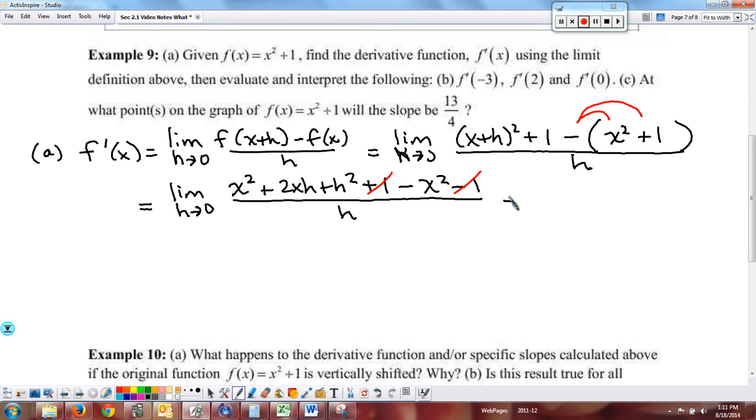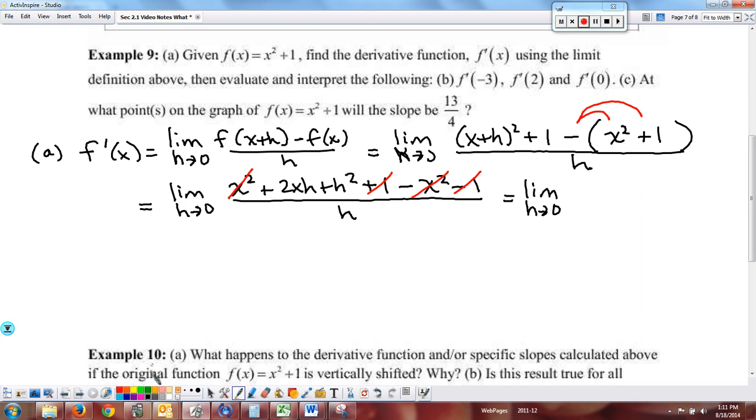What we're left with, notice I'm bringing the limit each time. I haven't done the limiting process yet. All I'm doing is algebra simplification. I have some more cancellation that I can do. This x squared and minus x squared is going to go away.